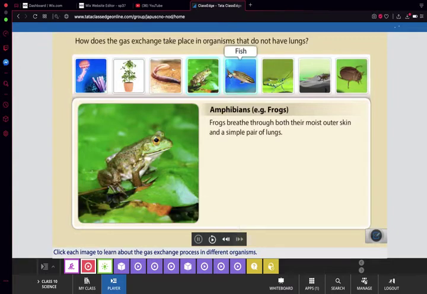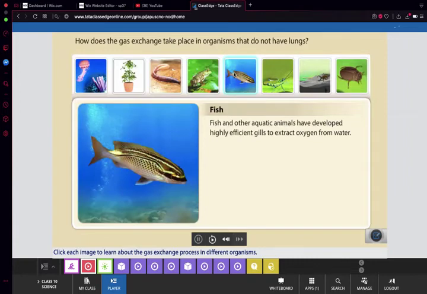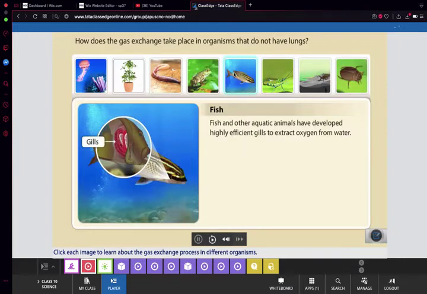Now come to know about the fish. Fish and other aquatic animals have developed highly efficient gills to extract oxygen from water. Each gill has many minute folds in its surface and is filled with tiny blood capillaries.